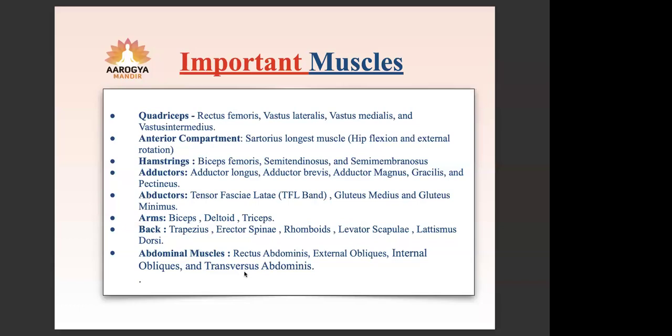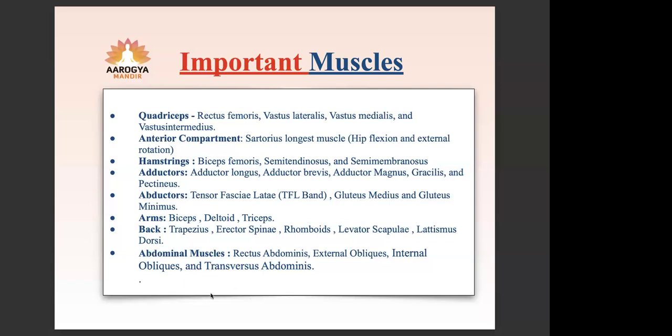Then you need to importantly understand the four abdominal muscles. Last time I also gave a formula to remember it: TIRE. T for transverse abdominis, I for internal oblique, R for rectus abdominis, and E for external oblique. So if you remember the word TIRE, you can easily remember the four important muscles of the abdomen.